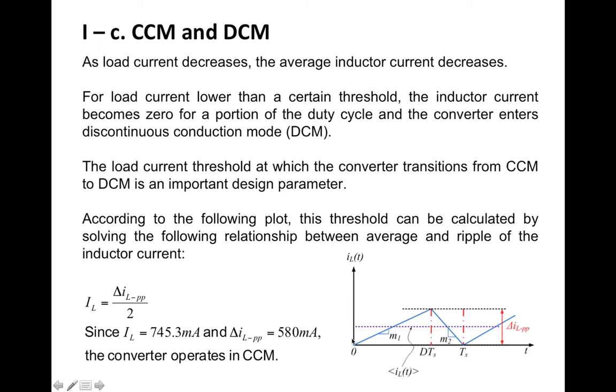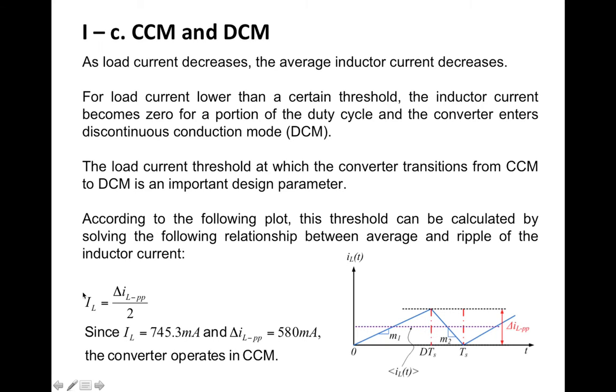Fortunately, this boundary can be easily calculated by just looking at this geometrical view of the inductor current. We know at the boundary the minimum value of inductor current should be 0. This means that the peak-to-peak ripple current should be twice the average current. So this equation here, the average equal to half of the peak-to-peak ripple, is a kind of universal definition for the boundary between CCM and DCM.